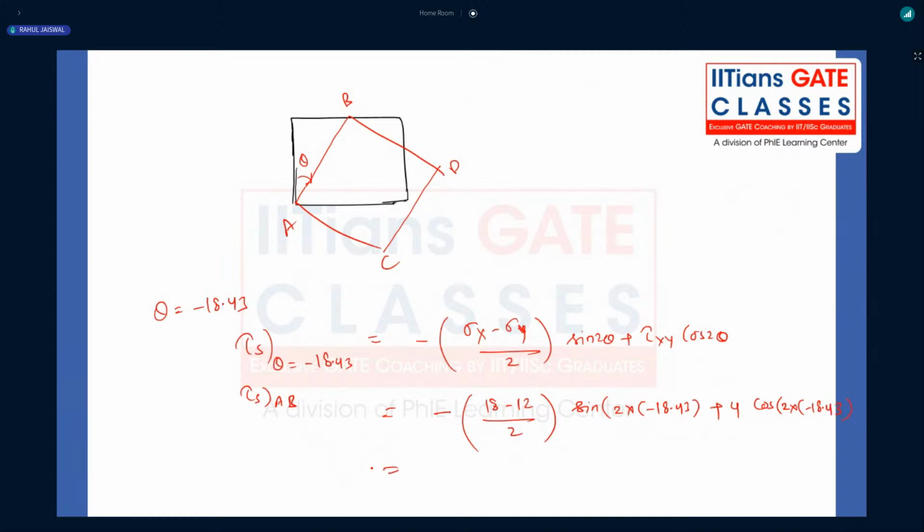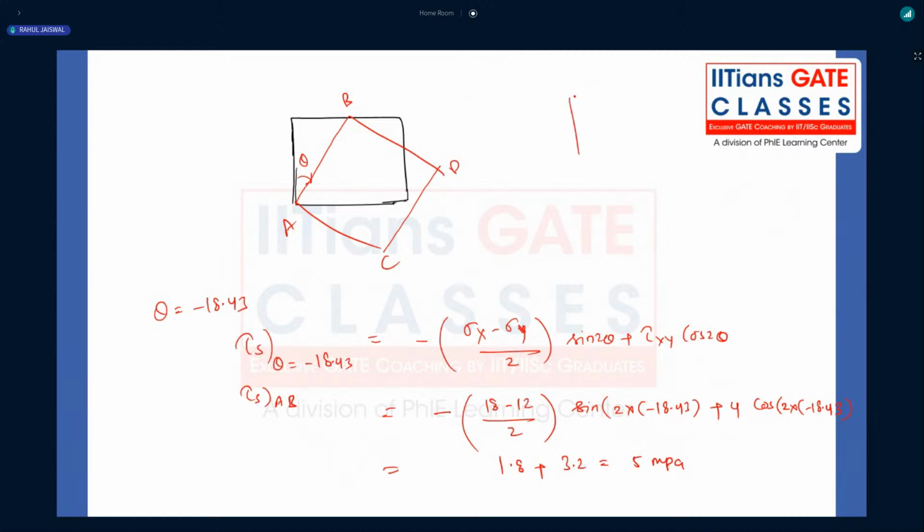Now just any one of you can tell me the answer for this. 18 minus 12 divided by 2 into sine of... this will be 1.8 plus 3.2. So whether you're getting 5 megapascal, all of you, that is positive. What is the meaning of positive, my dear friend? All of you, what is the meaning of positive?